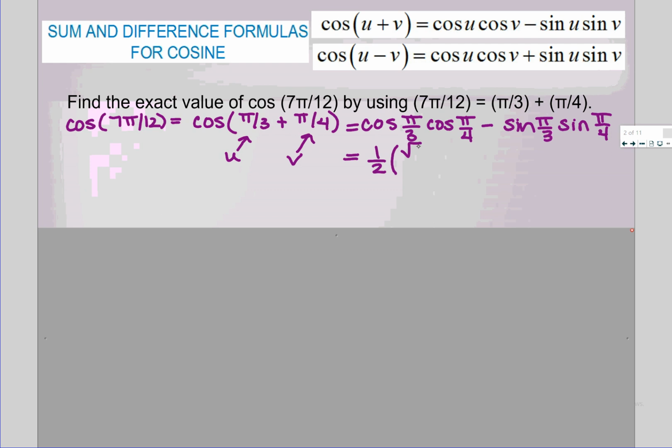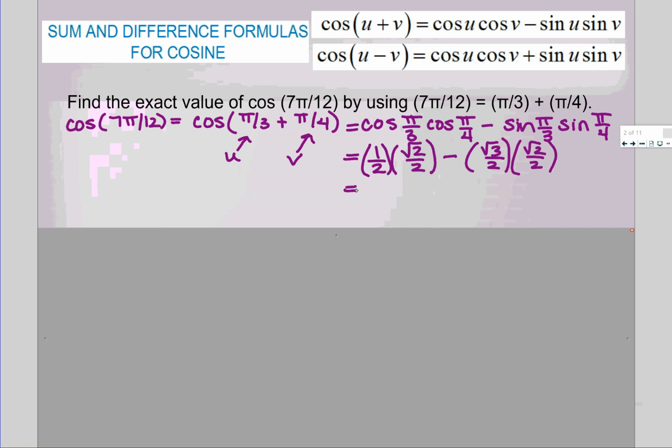Rad 2 over 2. Minus the sine of pi over 3. Good. Rad 3 over 2. And the sine of pi over 4. Again, rad 2 over 2. Good. All right. And I can put that first one in parentheses too.